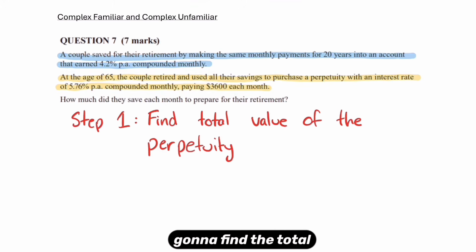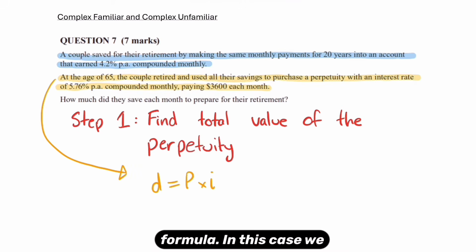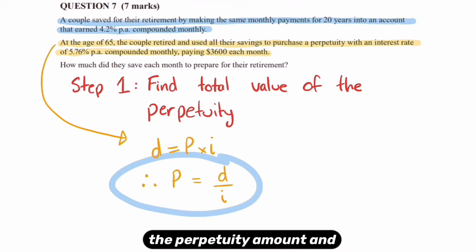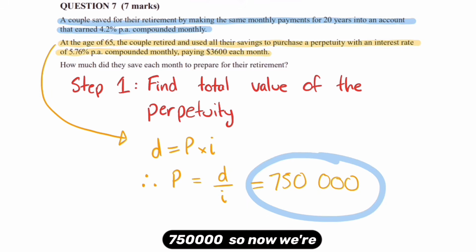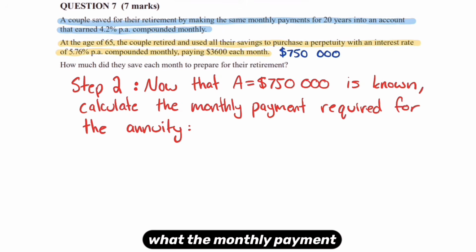So step one, we're going to find the total value of the perpetuity. That's the perpetuity formula. In this case, we can rearrange it to find the perpetuity amount. Substituting the values, we've got 3600 divided by the interest rate per compounding period, and that gives us 700,000. So now we're going to use that 750,000 amount, and we're going to look at the blue, and we need to figure out what the monthly payment would have been in order to get an annuity of 700,000.